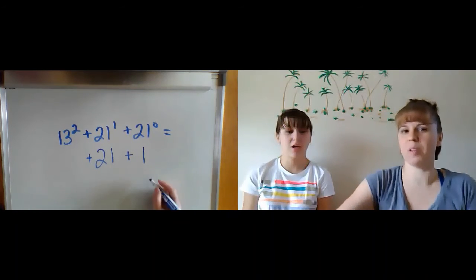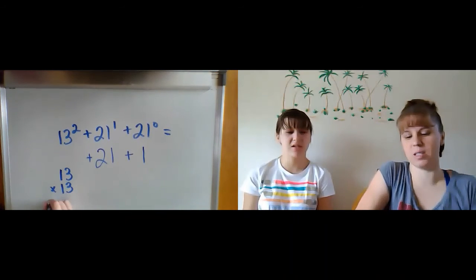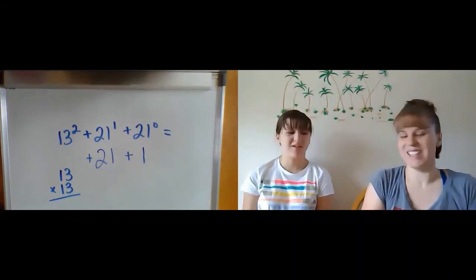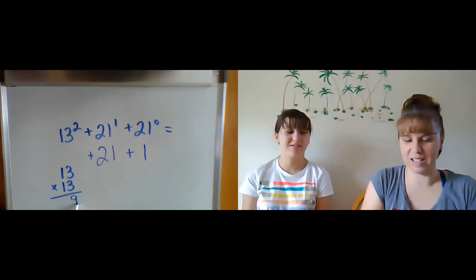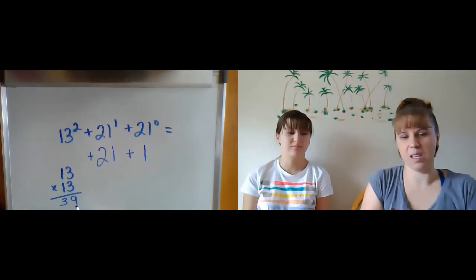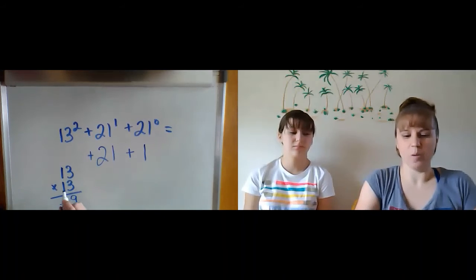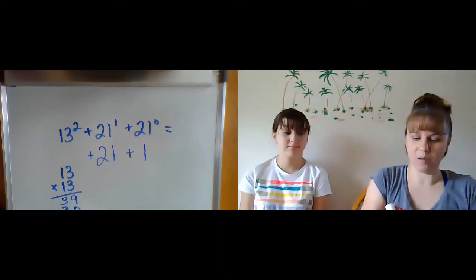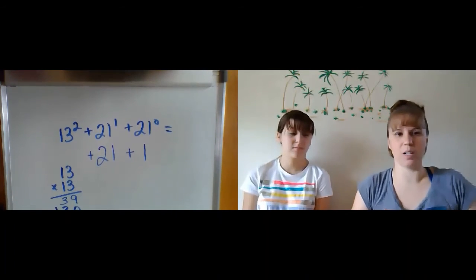Can anybody do 13 times 13 in their heads? It's not a fact we normally practice, so let's write it down. 13 times 13. 3 times 3 is 9. And 3 times 1 is 3. And then we're down into our tens place. 1 times 3 is 3. And 1 times 1 is 1. So 39 plus 130.